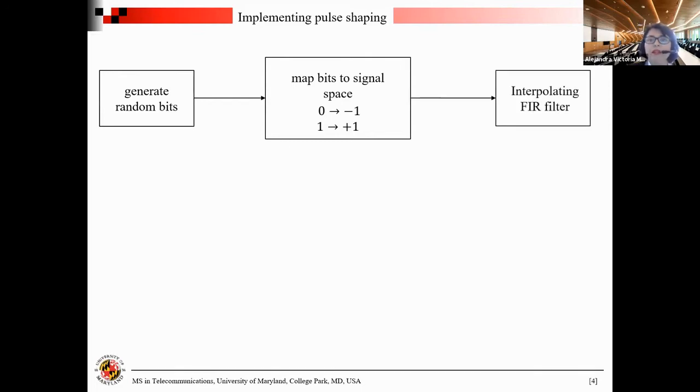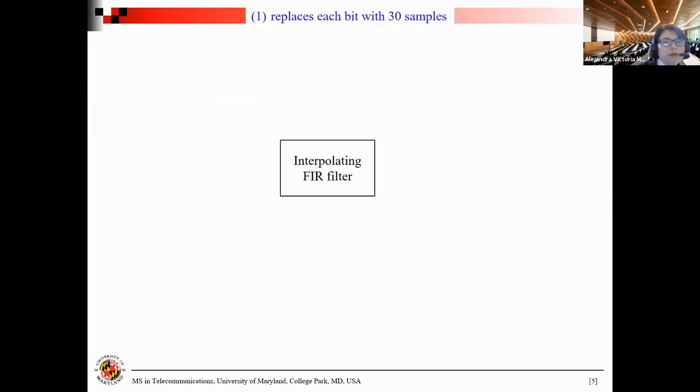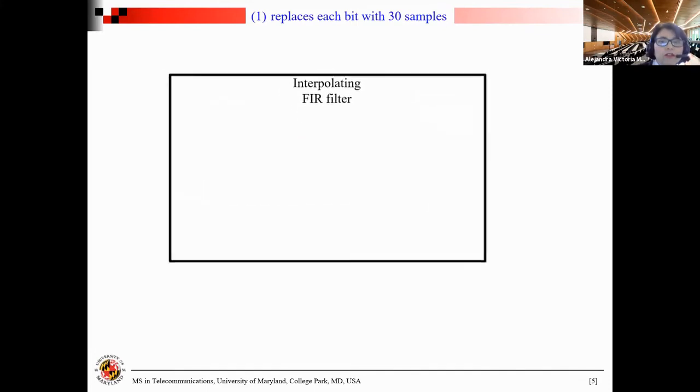Then the sample points that are coming out, -1 and +1, we're going to be feeding through an interpolating filter. So the 0s and 1s get turned into -1s and 1s, and the interpolating filter does two things. Each bit is replaced with 30 samples, and then that signal of samples is convolved or filtered with a raised cosine impulse response. So let's look inside of the interpolating FIR filter that we're going to be using.